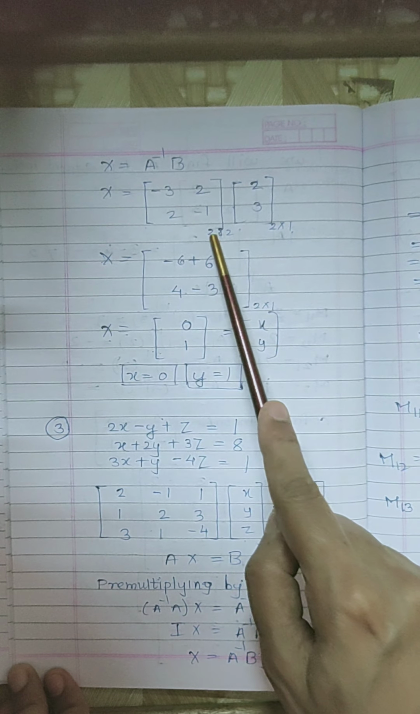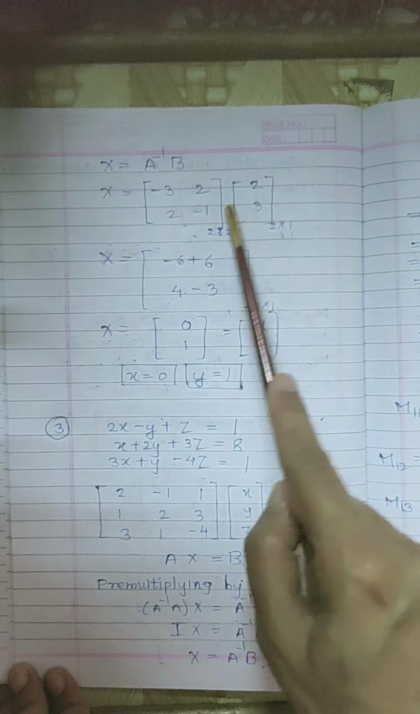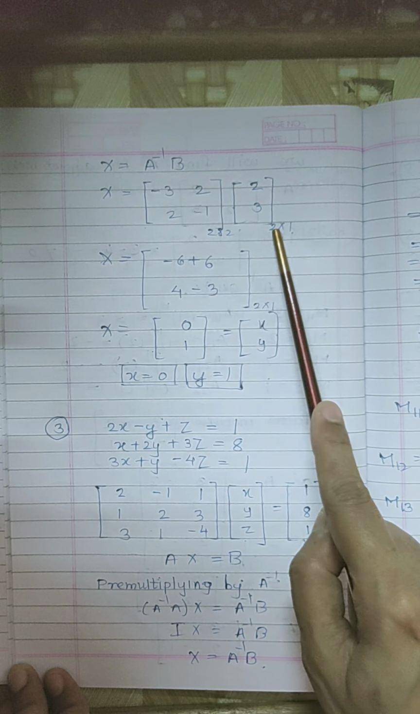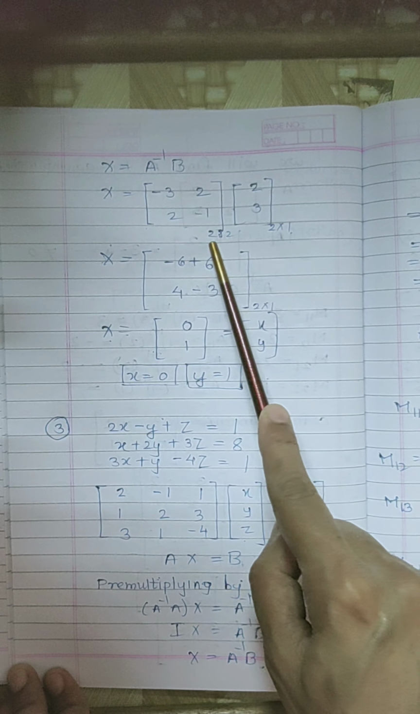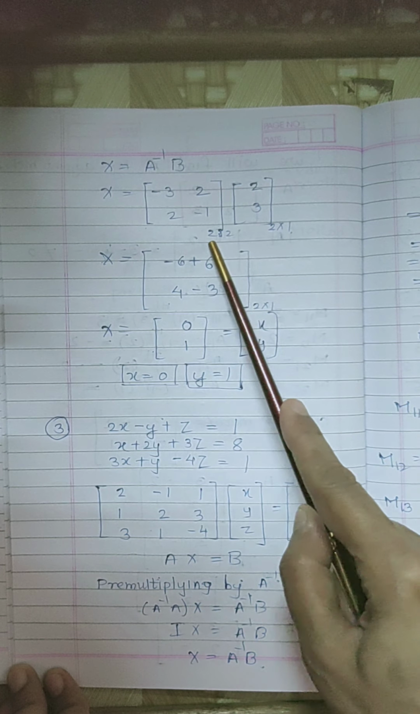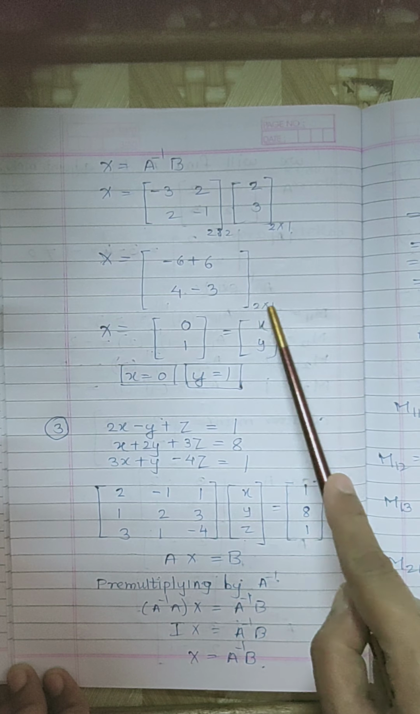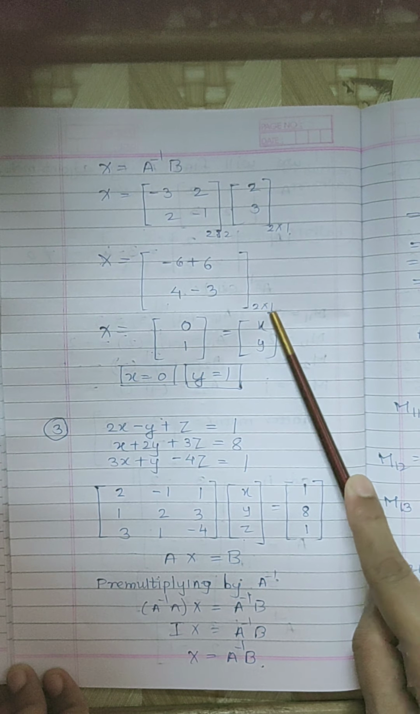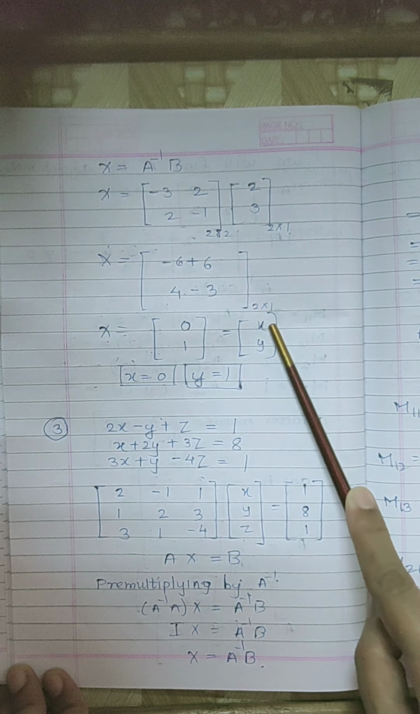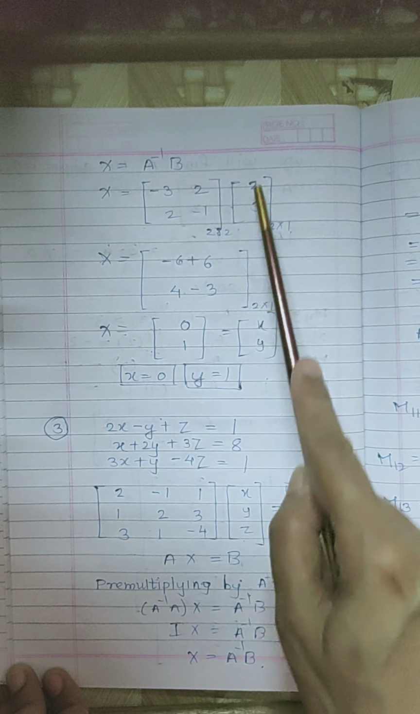The order of this is 2 by 2 and the order of this is 2 by 1. So this and this are the same. So our new matrix, after multiplication, the order of the matrix will be 2 by 1. See, first write down the order, then you multiply. So here 2 rows and 1 column will go. So row into column, row into column.